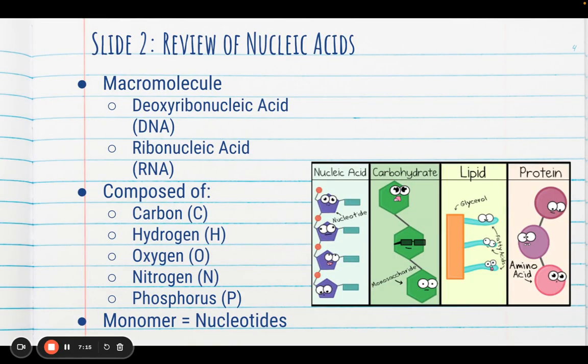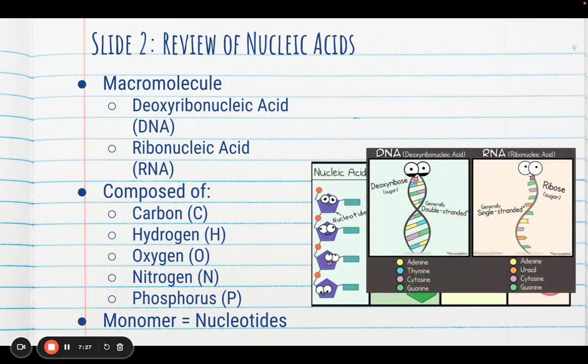Now that we understand how the information involving DNA all got here, let's reflect back really quick to our biochemistry unit. If you remember, there are 4 macromolecules and nucleic acids are one of them. Examples of nucleic acid polymers, meaning the large molecules, are DNA and RNA. DNA stands for deoxyribonucleic acid, and RNA stands for ribonucleic acid.